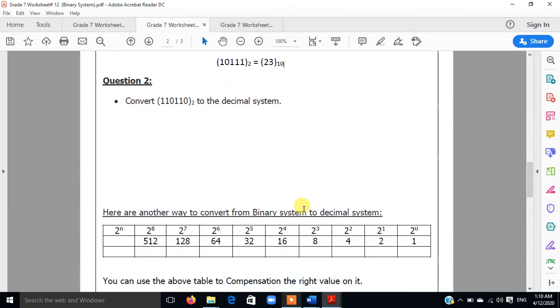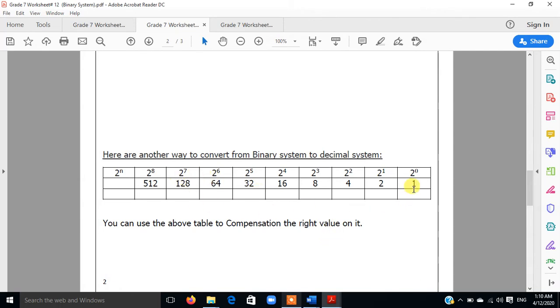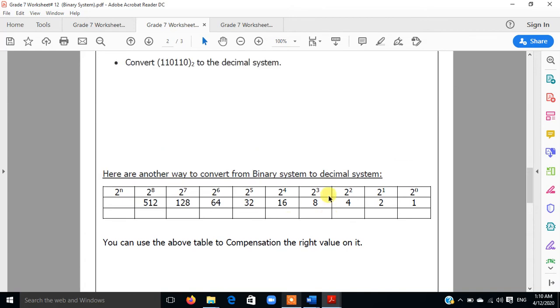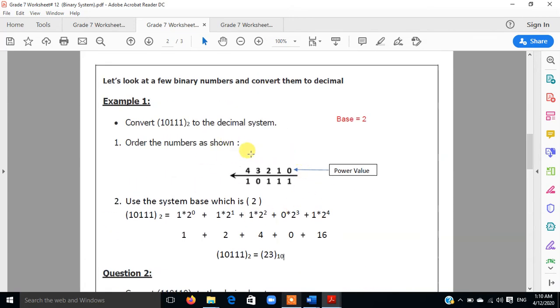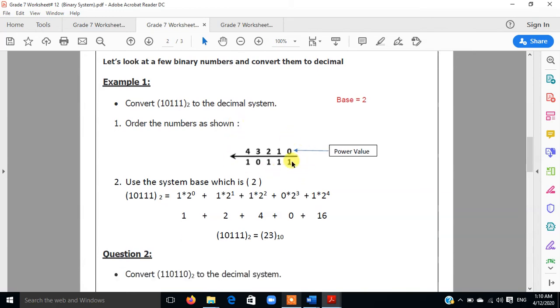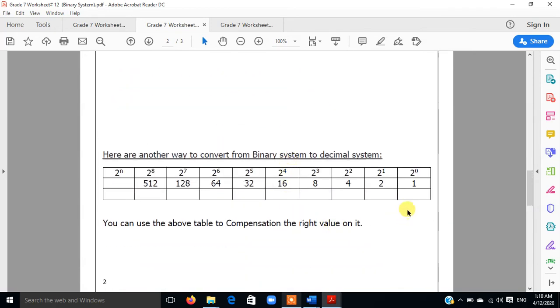There is another way to convert the binary system to the decimal system, which is called the table method. Sometimes I call it the line method or the arrow method. This is the table method. You can list whatever you want from the numbers, starting from 2 power 0, 2 power 1, 2 power 2, 2 power 3, etc. And here we can find the result.